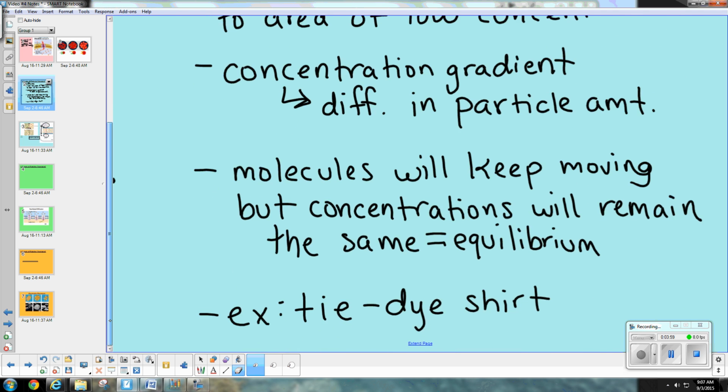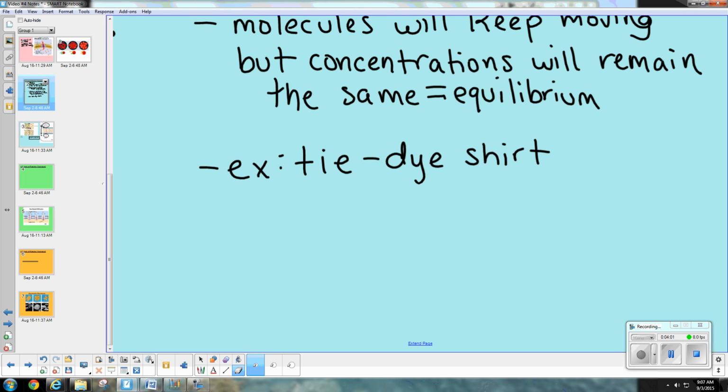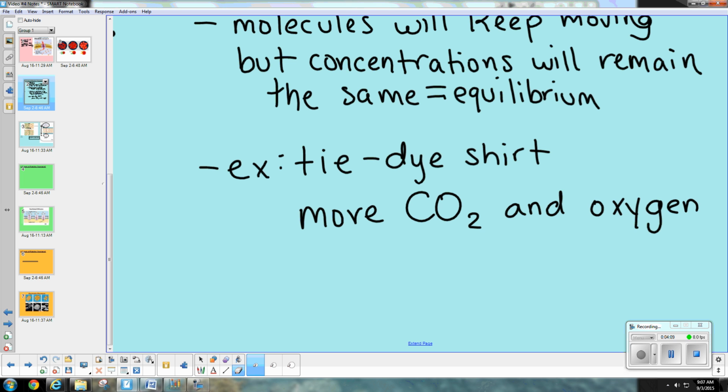This also occurs when we're trying to move carbon dioxide and oxygen in and out of your cells, because remember, we breathe in oxygen, we breathe out carbon dioxide. And so these molecules are just going to be diffused, no energy needed, across these cell membranes.